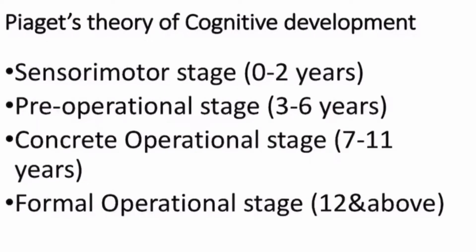Third is concrete operational stage from 7 to 11 years. At this stage, their thinking becomes more organized and structured. It also becomes more logical when compared to the previous stages. And the last one is formal operational stage. So this is the stage where their reasoning develops, the other skills like problem solving and decision making develops, and this is when children are able to engage in higher level cognitive functions. So that is about formal operational stage.